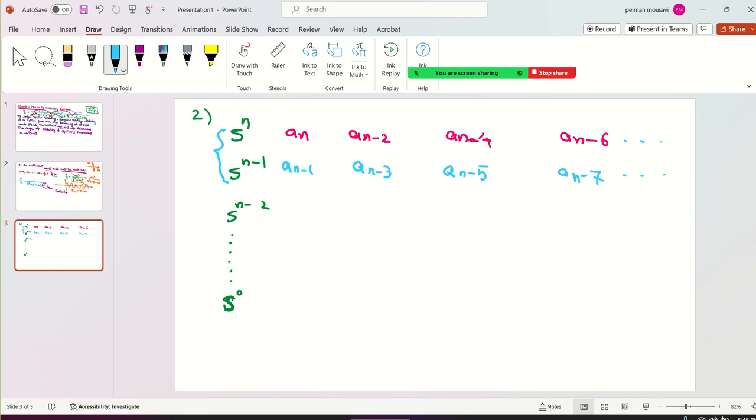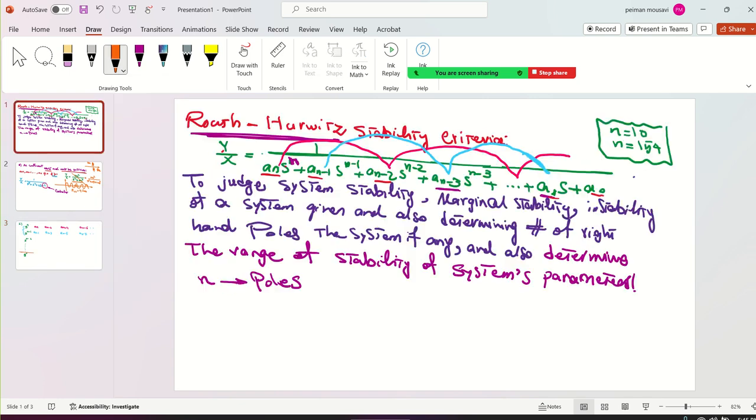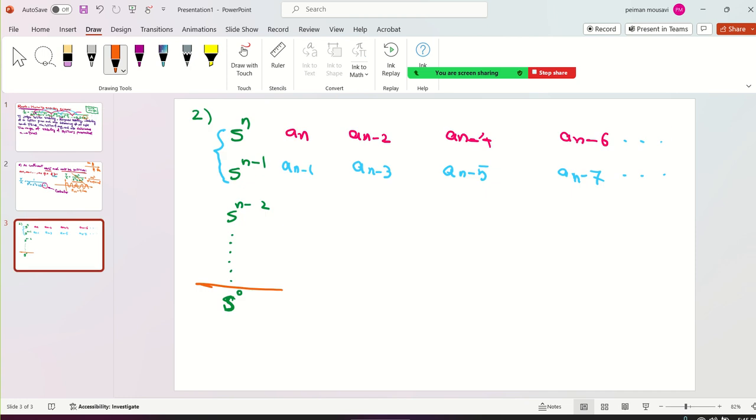Last row, you don't have to just do it. You have to put this constant a naught here from here. Just copy it, a naught, because it's the coefficient of s naught, the constant number. Now here, what you're gonna do is a rule.